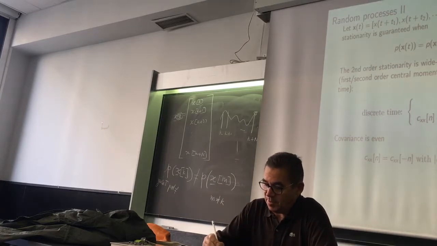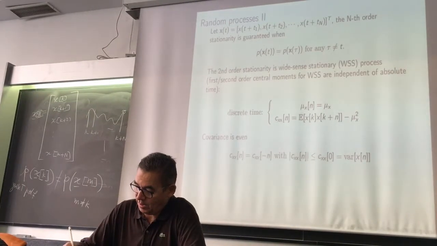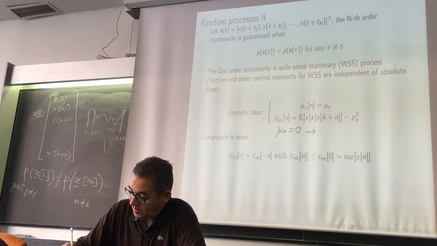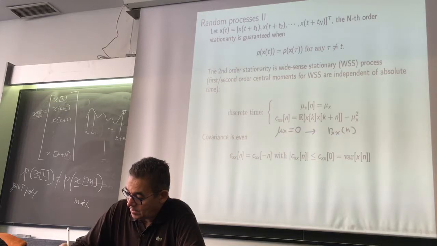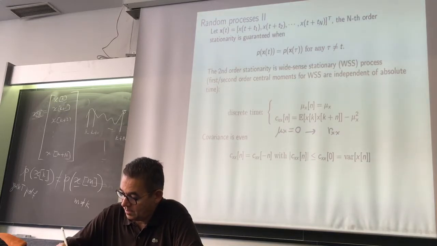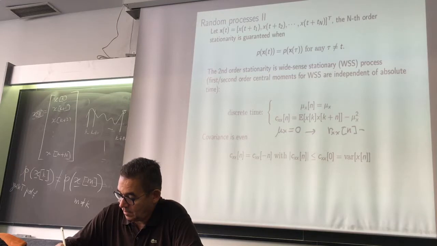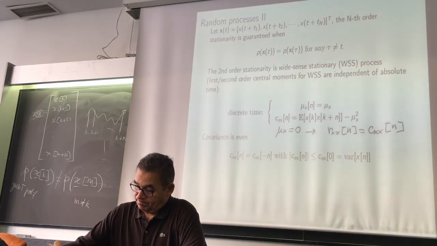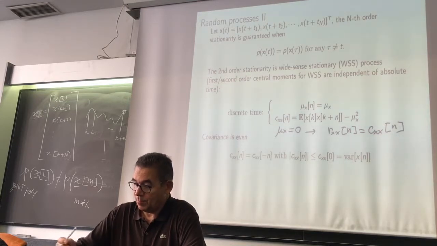Once again, keep in mind, I forgot to write it, that if mu x is equal to 0, then Rxx(n) coincides with the covariance sequence depending on that. Okay? And there is a Schwarz inequality. Now, there are some properties.